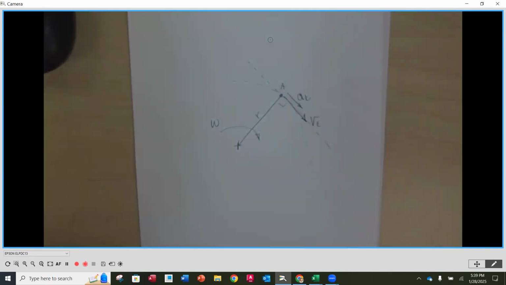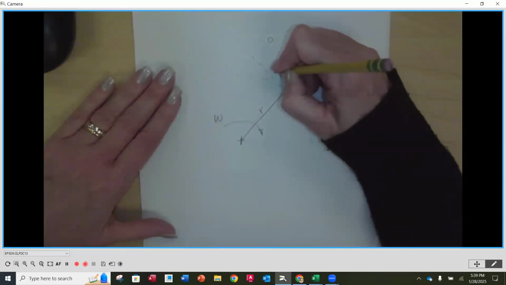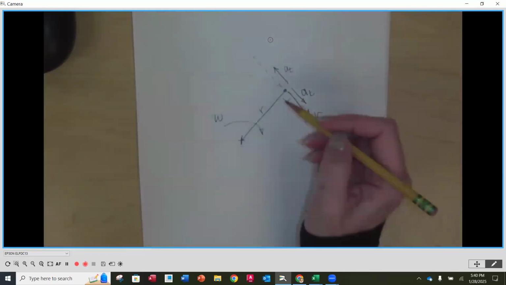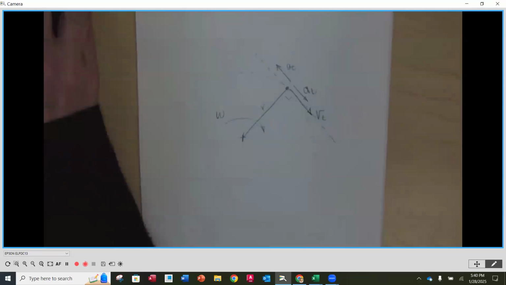But if we're slowing down, then our tangential acceleration is going to go in the opposite direction of the straight line velocity. Remember, we can have two conditions of acceleration, speeding up or slowing down, or no acceleration, constant velocity. So the tangential is always going to be perpendicular to the radius, but depending on if it's speeding up or slowing down, it'll either be in the same direction of the straight line velocity or opposite if it's slowing down.